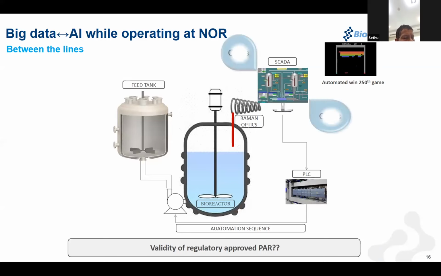In this scenario, what are the ranges of process parameters that a commercial drug should be filing for? So when you go for a regulated dossier, you have a PAR and a NOR. How will you be filing it? Do we have a wide range? So these are the paradoxes that we also need to consider while doing this.